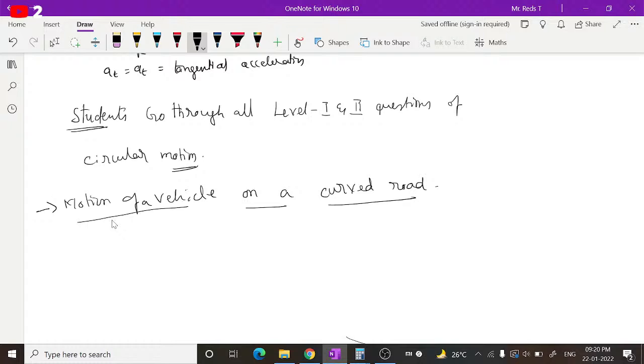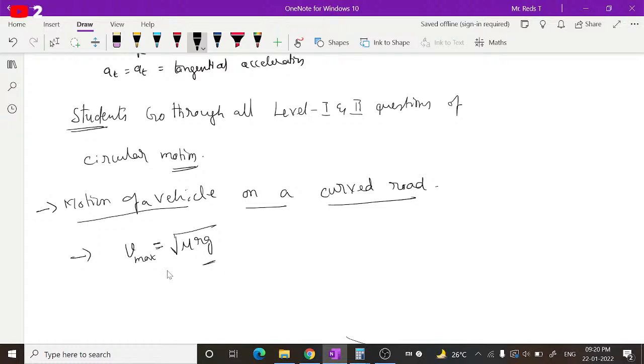The maximum velocity of a vehicle on a circular curved road without banking, with friction, is V maximum equal to square root of mu r g. Mu is the coefficient of friction of the road, r is the radius of curvature of the curved part of the road, and g is acceleration due to gravity at that particular place. This one is without banking.